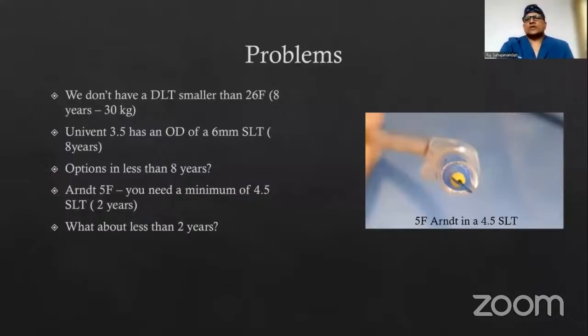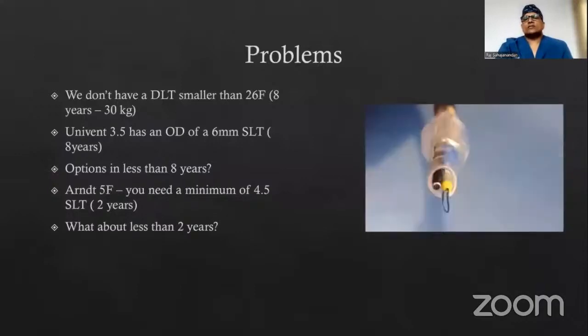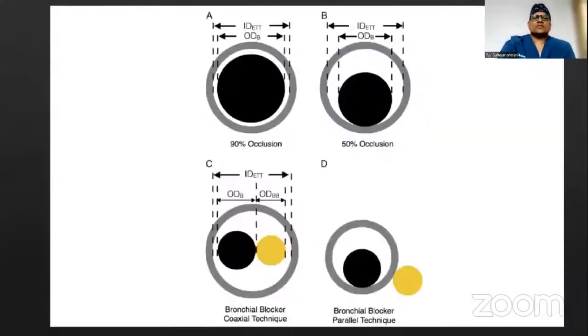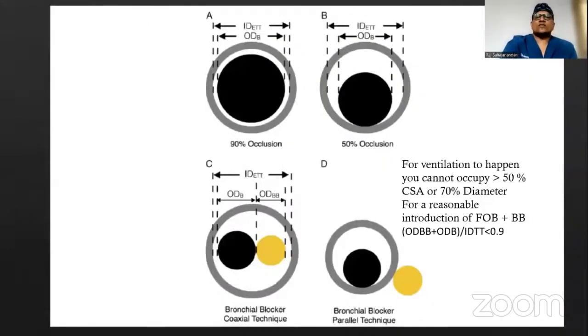I will just show you a picture of how a 5 French blocker is seen through a 4.5 single lumen tube. Now we'll pass a 2.2 millimeter scope. You can see that both together are occupying almost 90% or even more. There was an excellent review article which talks about two important things. For the ventilation to happen, you cannot occupy more than 50% of the cross-sectional area or 70% of the diameter.